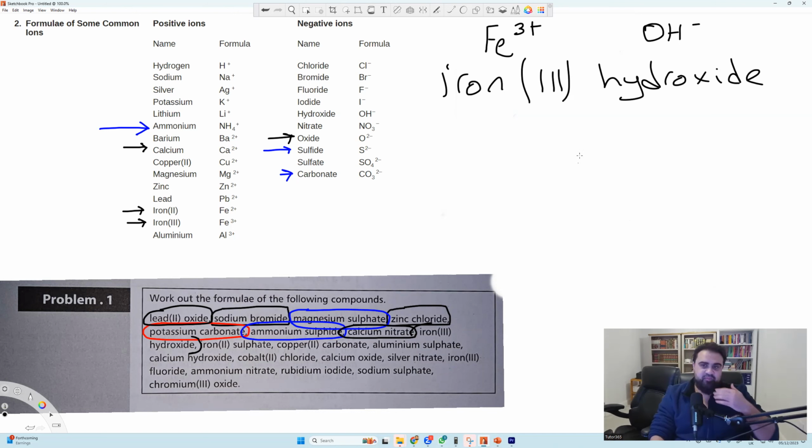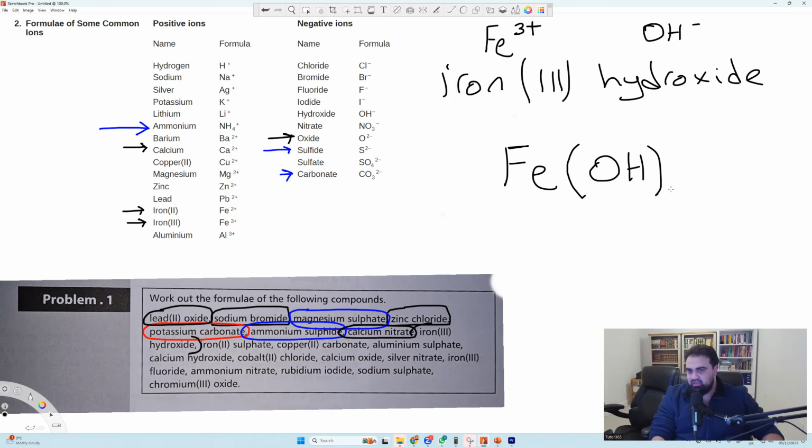So what are we going to do? You put the iron down, and then you have 2 more of the hydroxide. Almost. Well, how many of them am I going to need to balance out those 3 pluses? 3. Yeah, exactly. So open bracket, OH, and the 3 goes there. That's the chemical formula for iron hydroxide. Is that understood? Okay, awesome. Thank you very much.